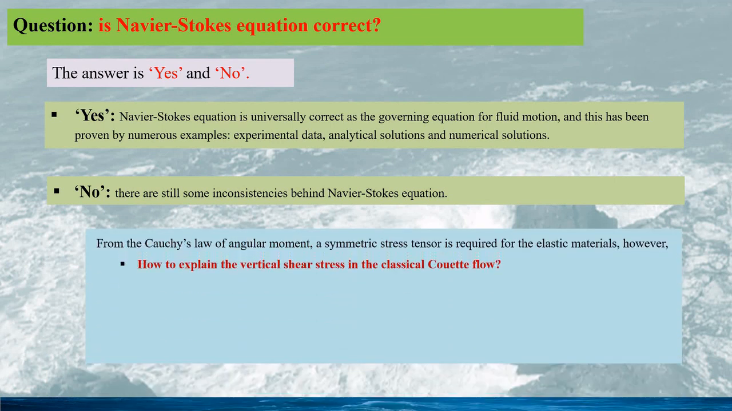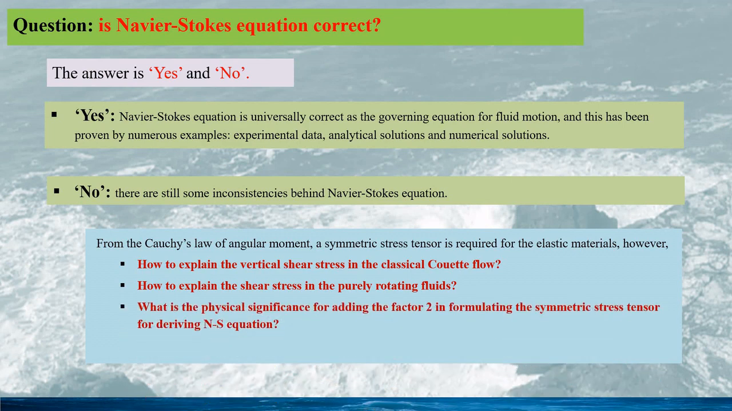For instance, how can we explain the vertical stress tensor in the Couette flow? How to explain the viscous shear stress in the pure rotating motion of fluid? Why is the factor 2 added in formulating the symmetrical stress tensor without a physical basis? And in some textbooks, it is clearly shown that there are examples where the symmetrical stress tensor is not satisfied in some real flows. How can we explain these inconsistencies? In this talk, I will show you the details of all these inconsistencies.